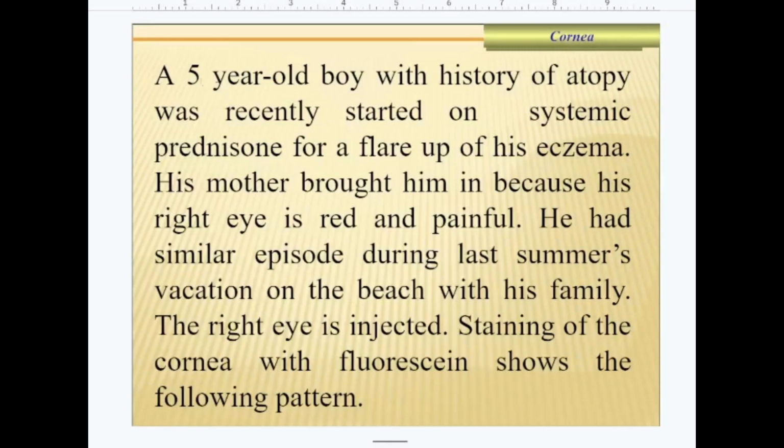A 5-year-old boy with a history of atopy was recently started on a systemic prednisone for a flare-up of his eczema. His mother brought him in because his right eye is red and painful. He had similar episodes during last summer's vacation on the beach with his family. The right eye is injected, and staining of the cornea with fluorescein shows the following pattern.